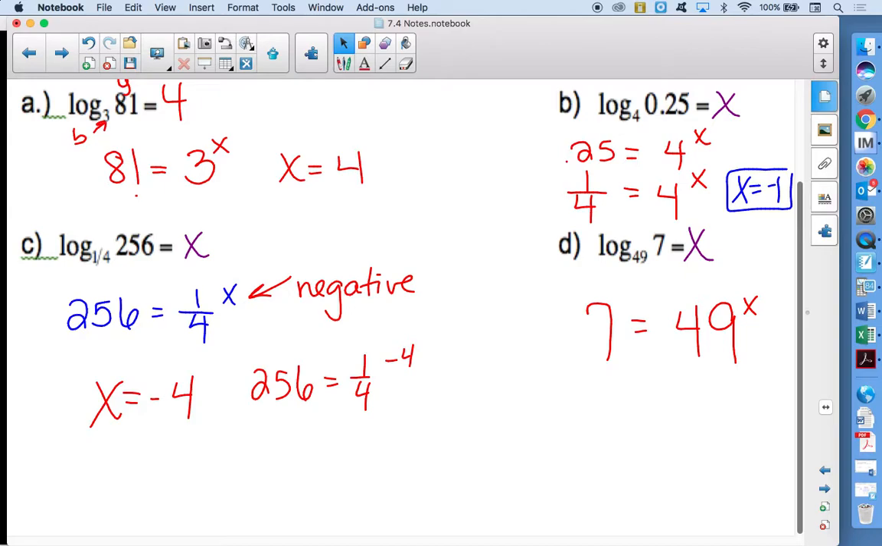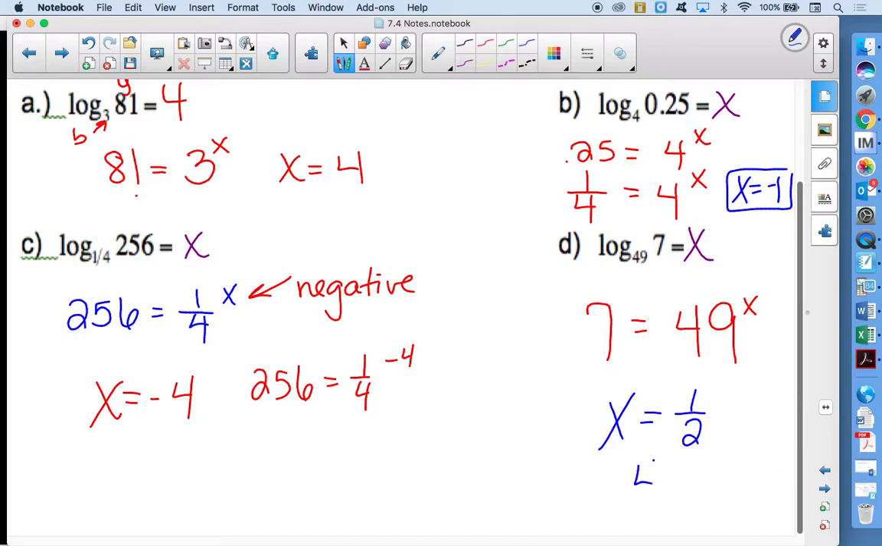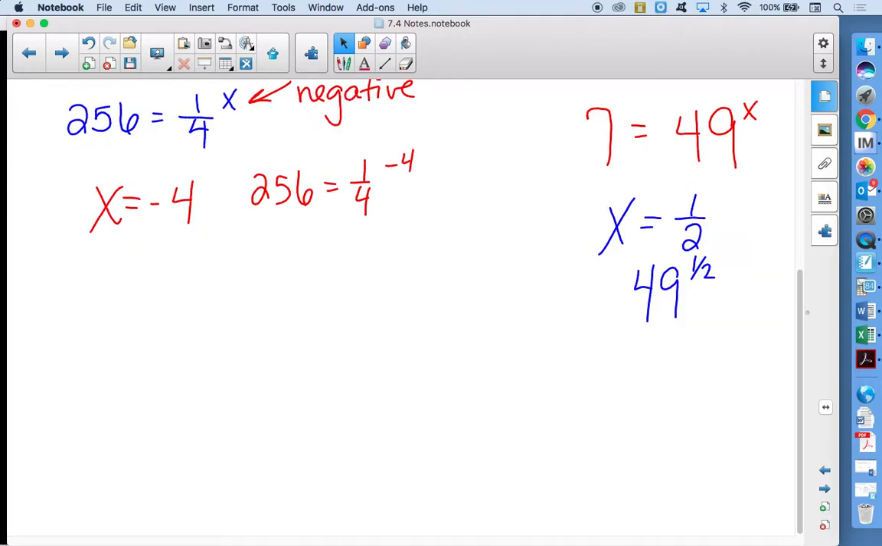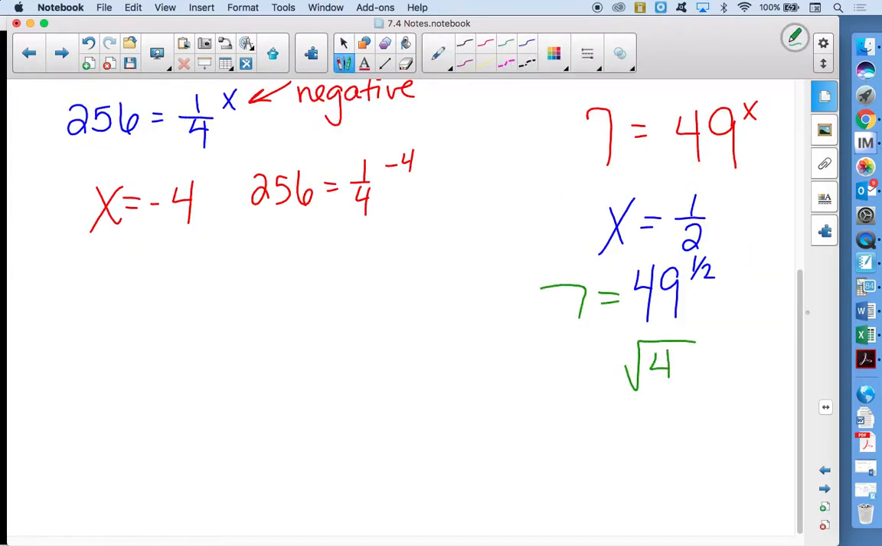Kate, what do you think? Would it be 1/2? Why 1/2? Because 7 is the square root of 49. So 49 to the 1/2 power. When you have something to the 1/2 power, that's really the square root. And that is equal to 7.